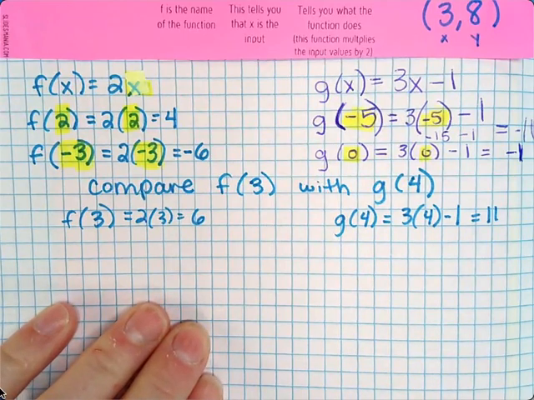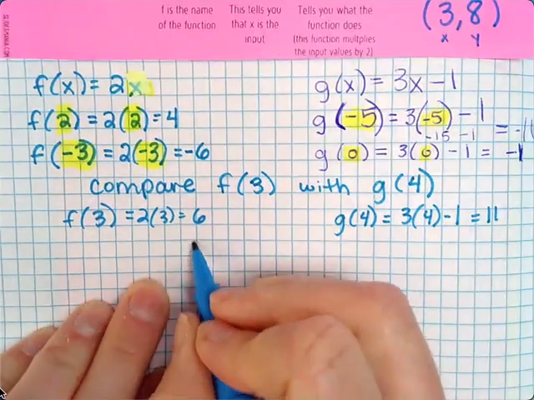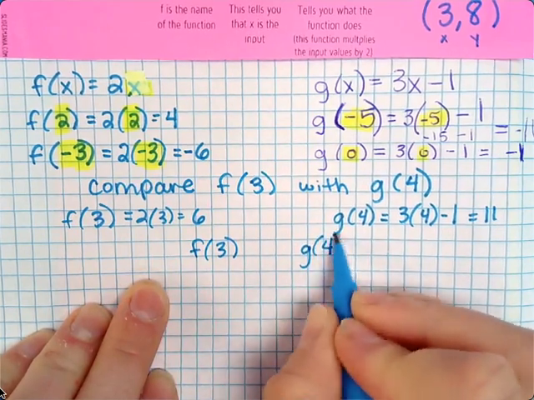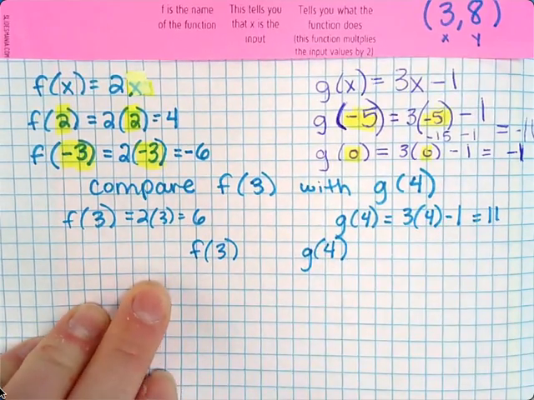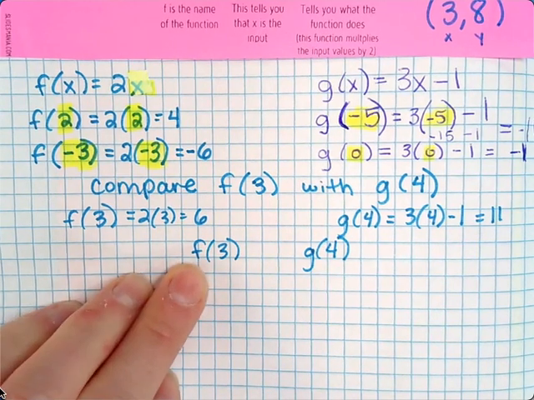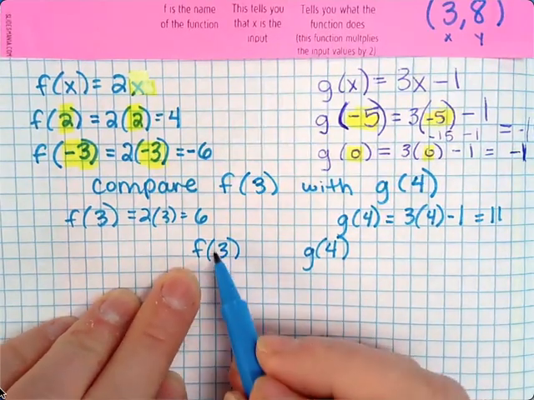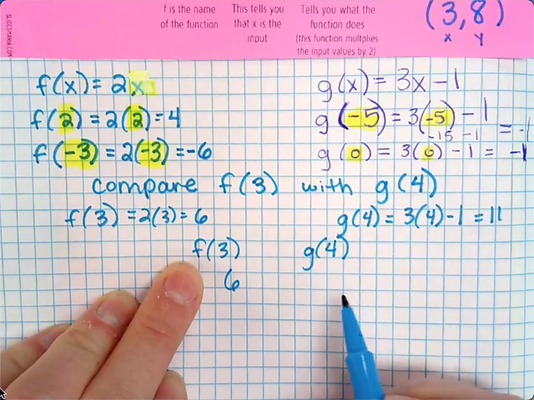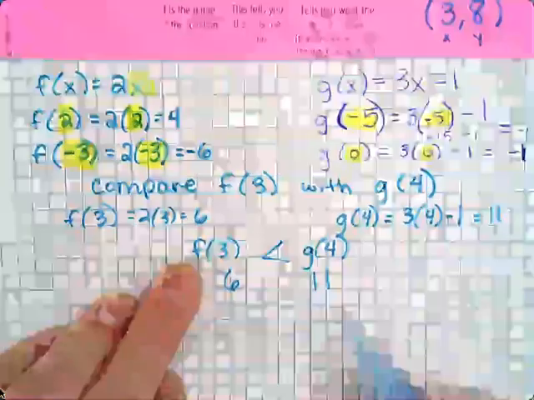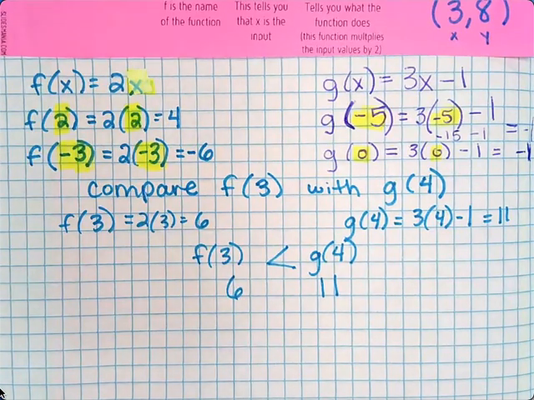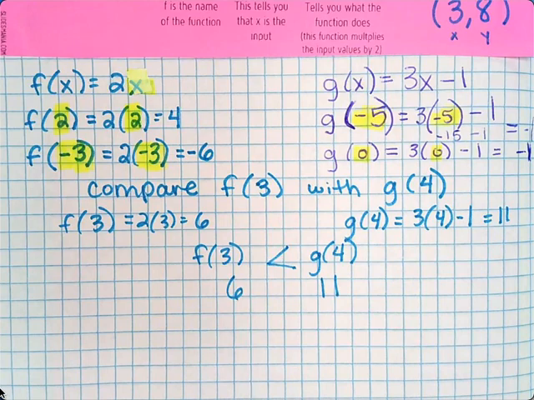There we go. So let's compare f of 3 to g of 4. What inequality symbol will compare these? Greater than. What is f of 3? Less than. 6. Yeah, it's going to be less than. Well, g is greater than 6. But that's not how I wrote it. I wrote f first. Oh.